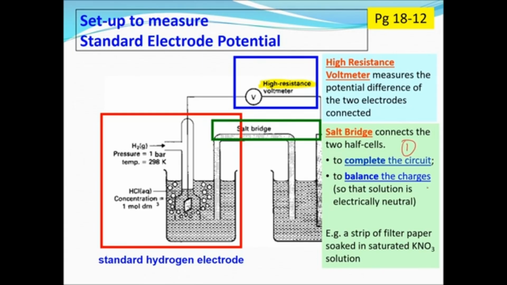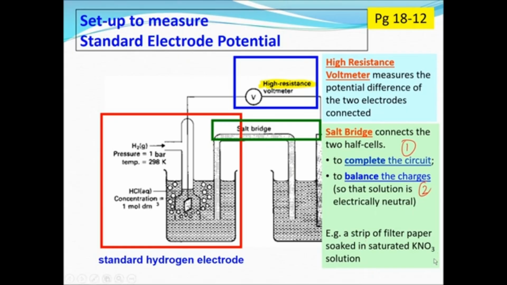Secondly, we need to balance the charge. So this salt bridge importantly allows electrolytes, ions, to flow, but not electrons. Electrons themselves move through the external circuit, from electrode to the wire to the next electrode. But ions can move between the two half cells through the salt bridge. That's also why this salt bridge is usually made up of saturated potassium nitrate solution.